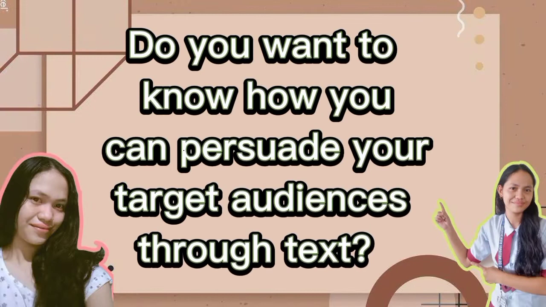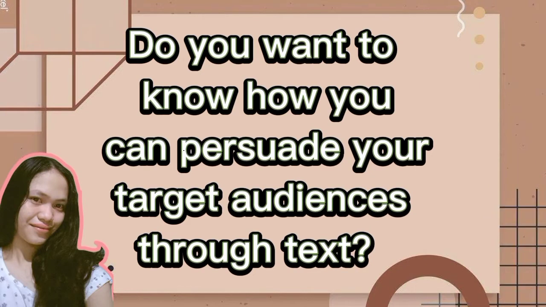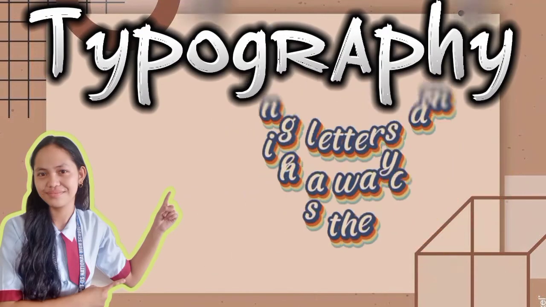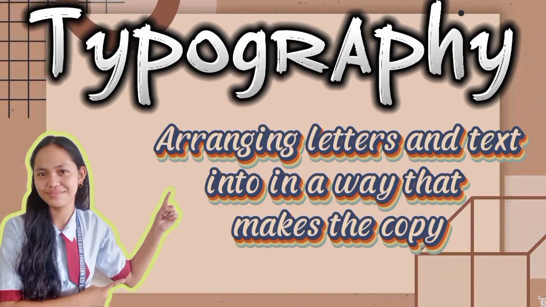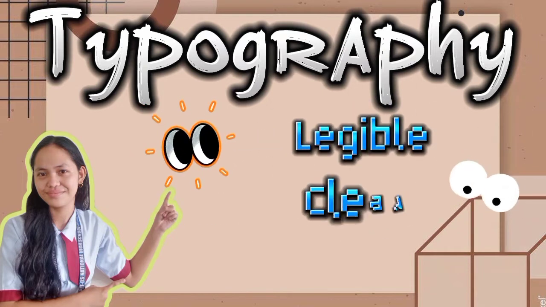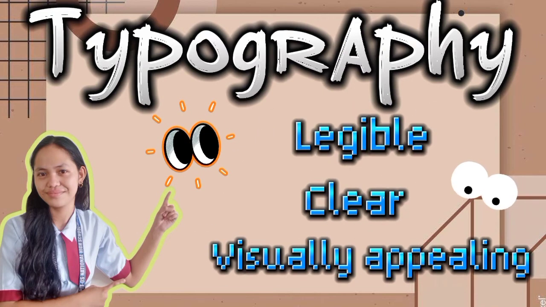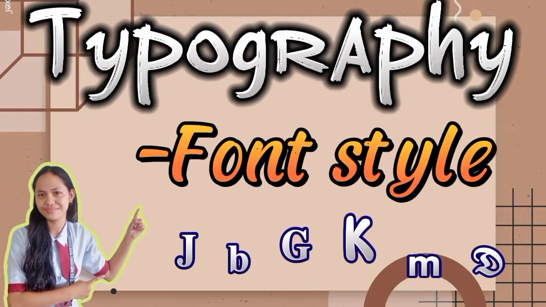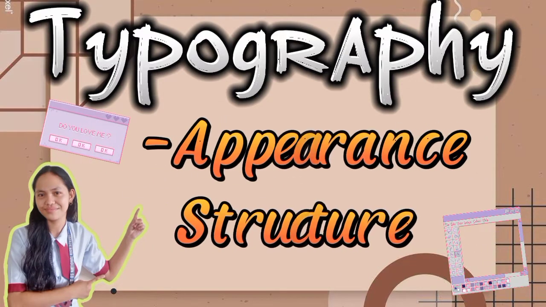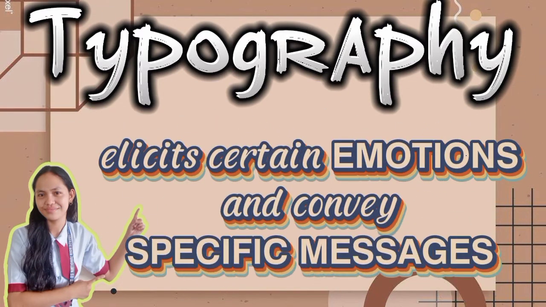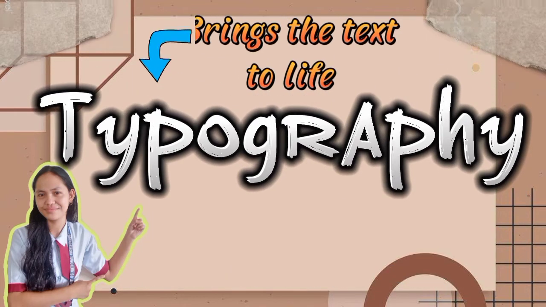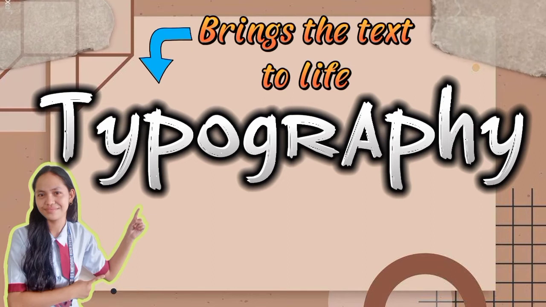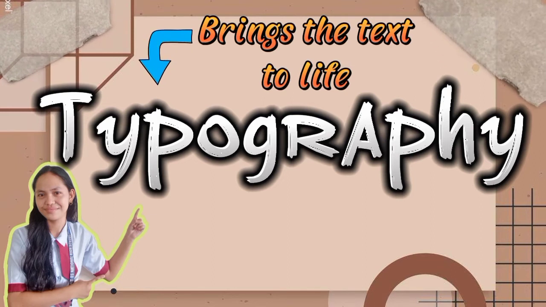Do you want to know how you can persuade your target audience through text? We call it typography. It is the art of arranging letters and text in a way that makes the copy legible, clear, and visually appealing to the reader. It involves font style, appearance and structure, which aims to elicit certain emotions and convey specific messages. In short, typography is what brings the text to life.